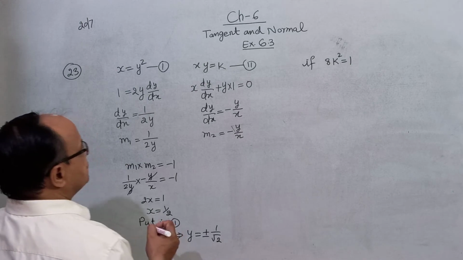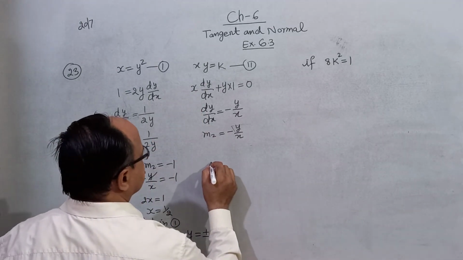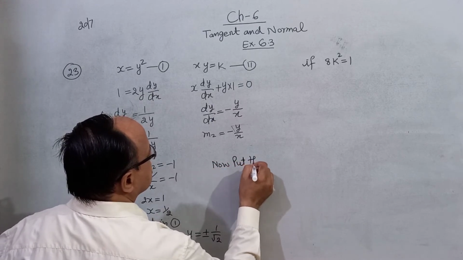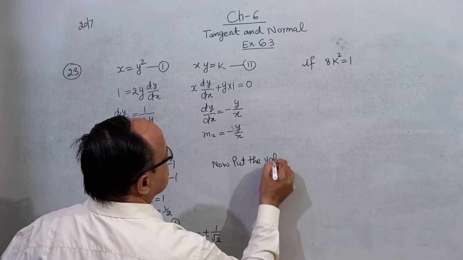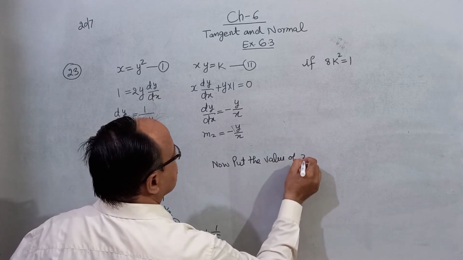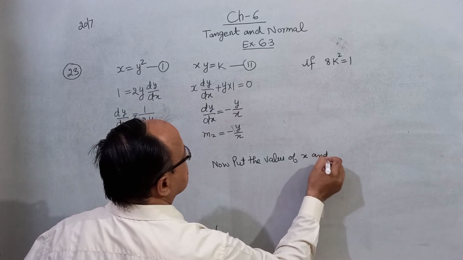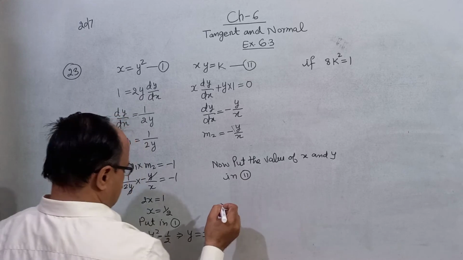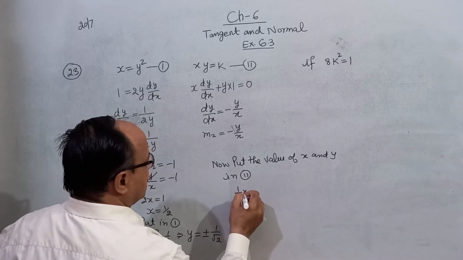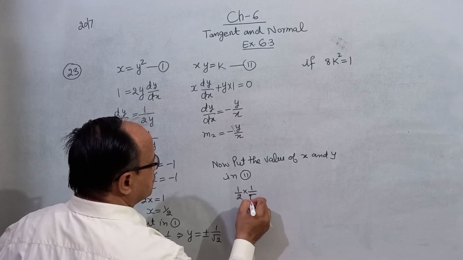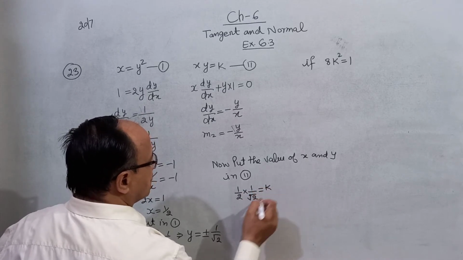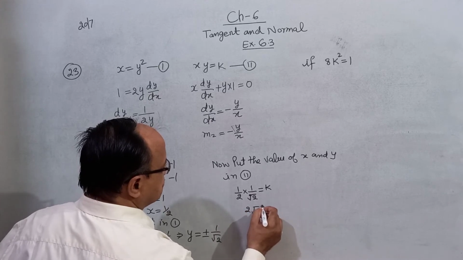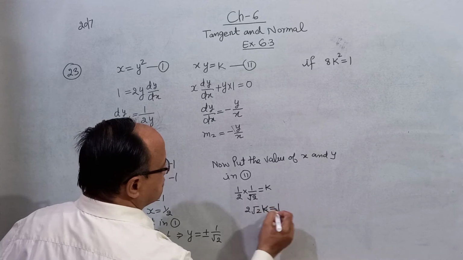Now put the value of x and y in equation number 2. The value of x is 1 by 2 and the value of y is 1 by root 2. That is equal to k. Cross multiply. 2 root 2 k is equal to 1.